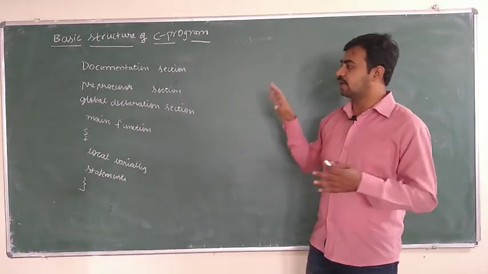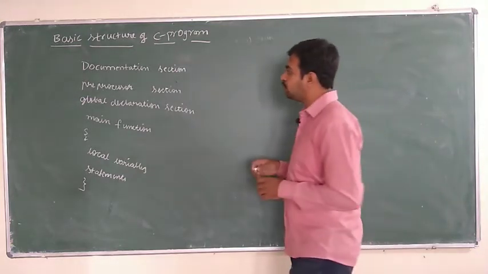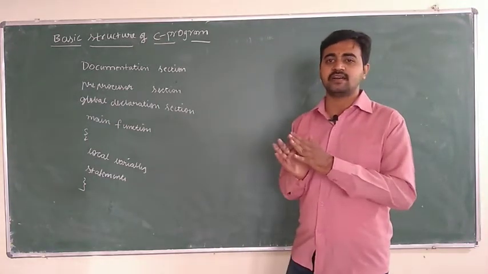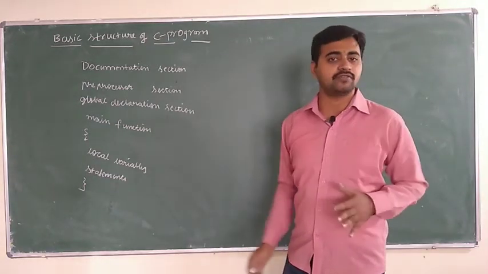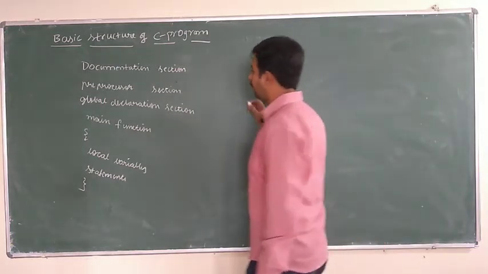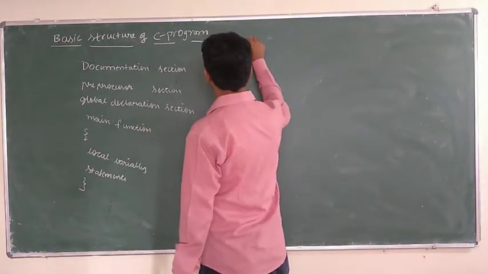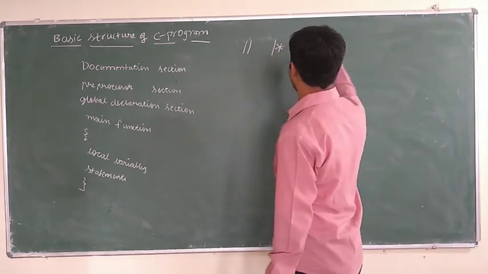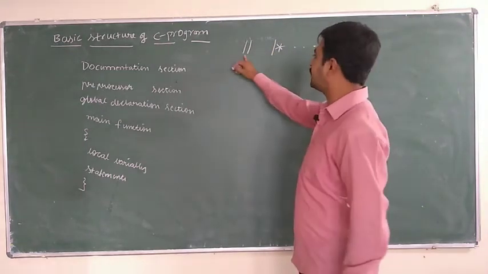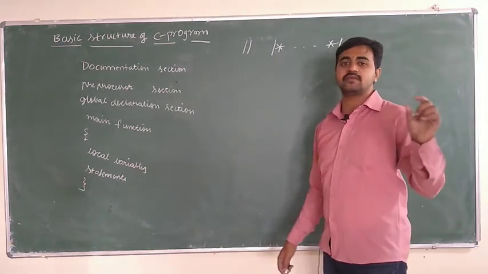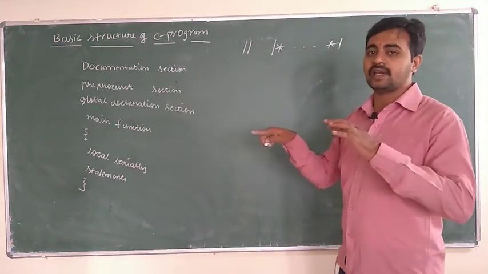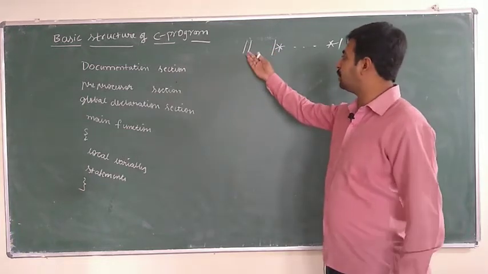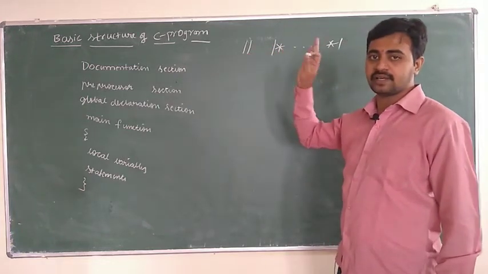What do you mean by documentation section? See, it is also called the comment section. When you want to write a comment in a program, not like a Facebook comment, it is just like a non-executable part of a program. Comments are categorized into two ways: single line comment and multiple line comment. A single line comment is used within one line, and it is written with double slash.